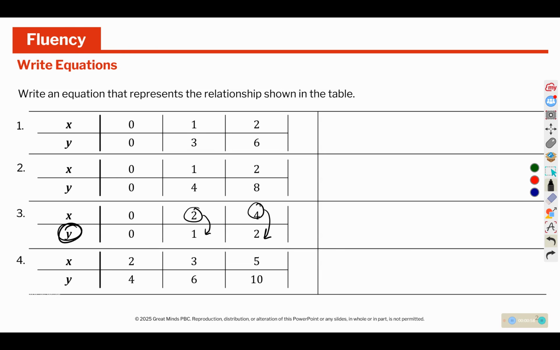The y values are found by taking half of the x values. The y values are equal to half of the x amount. Try and write an equation for 1, 2, and 4.